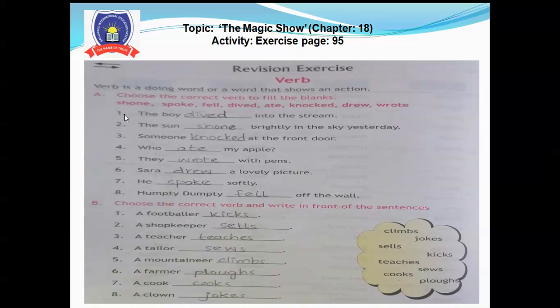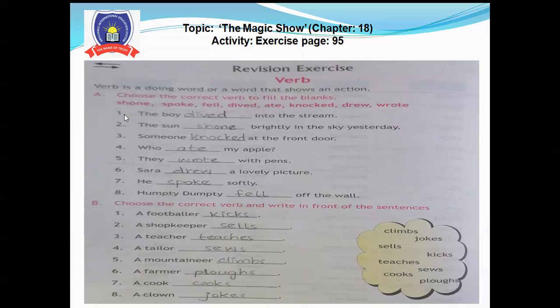Here exercise A is given. Choose the correct verb to fill in the blanks. Here some verbs are also given. You have to choose them and put them in your blanks. Number 1. The boy dived into the stream. The sun shone brightly in the sky yesterday. Shone.